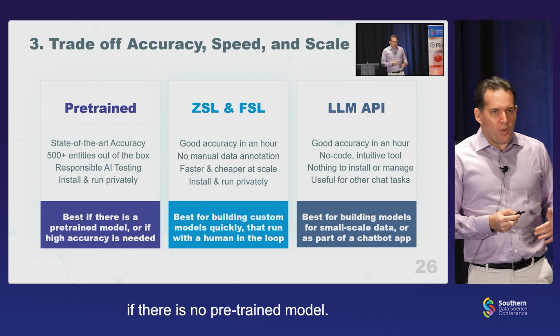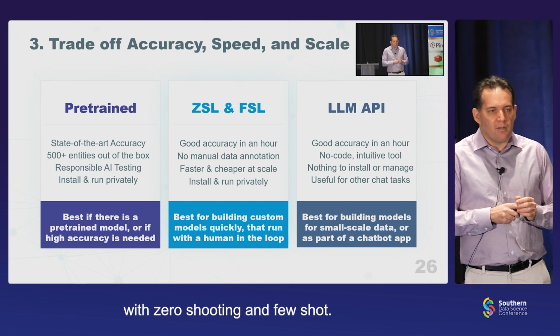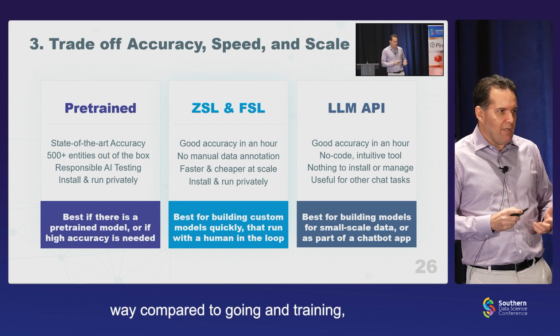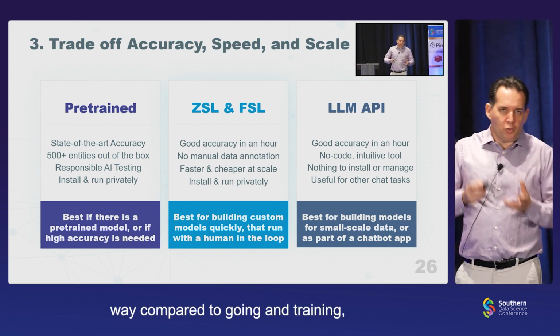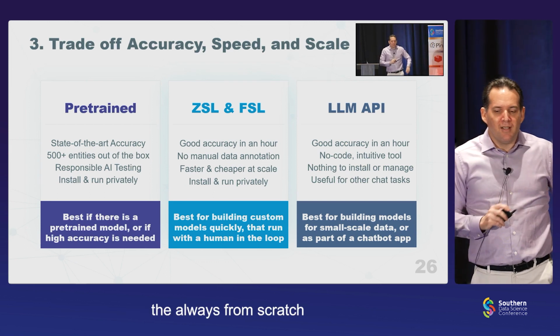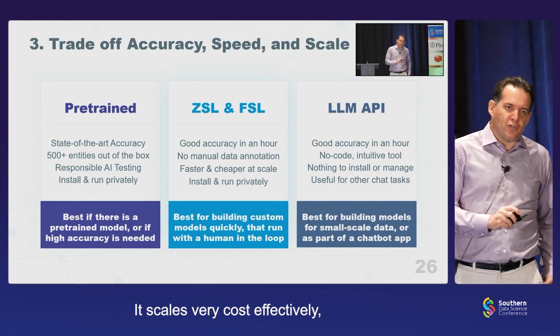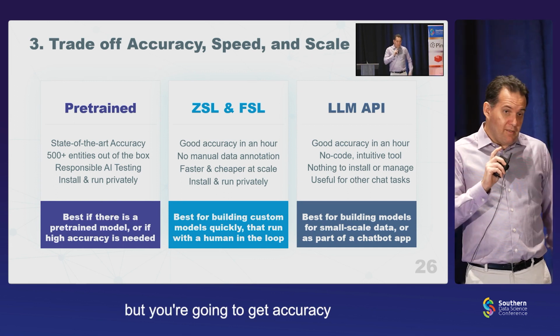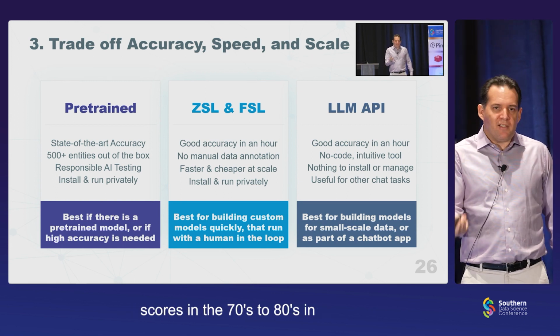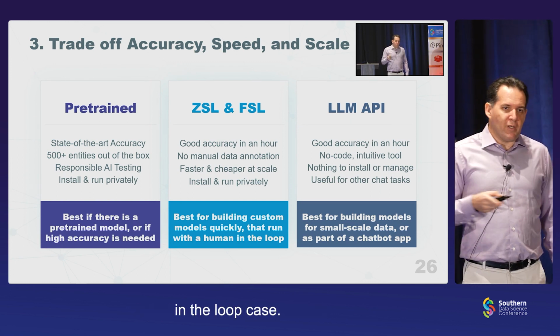If there is no pre-trained model, your second course of action is definitely, start with zero-shot and few-shot. It's a much faster way compared to training and optimizing a model the whole way from scratch. It works really well, scales very cost effectively, but you're going to get accuracies in the 70s to 80s in terms of F1 score, so it's really good if you're going to have a human in the loop.